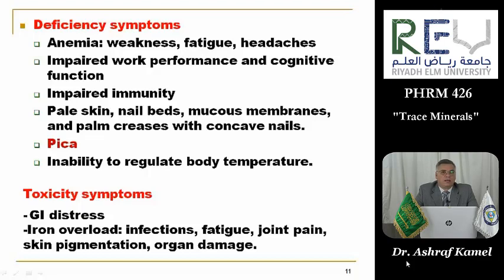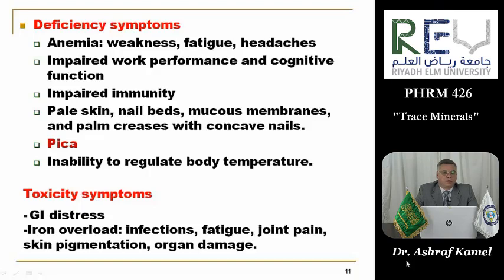Deficiency leads to anemia, and anemia manifests by weakness, fatigue, headaches, impaired work performance and cognitive function, impaired immunity, pale skin, pale nail beds, pale mucous membranes. It can be seen in the tongue and in the conjunctiva, and the palm creases, with concave nails. Pica means abnormal appetite. And finally, inability to regulate the body temperature.